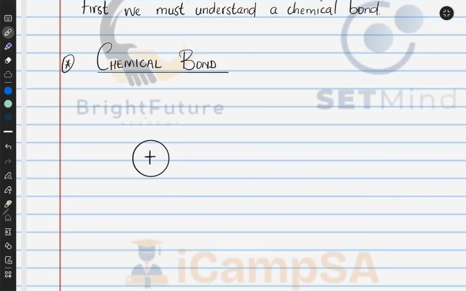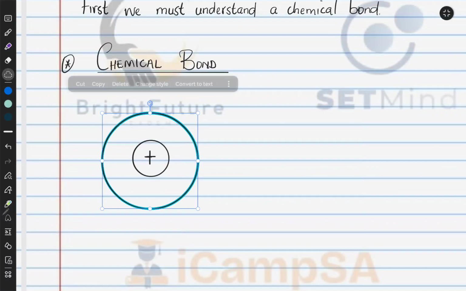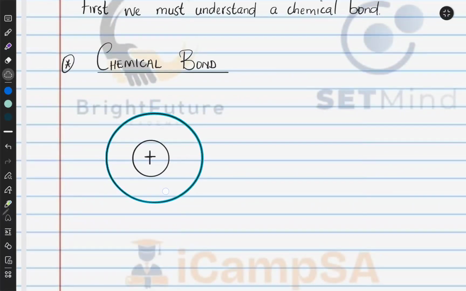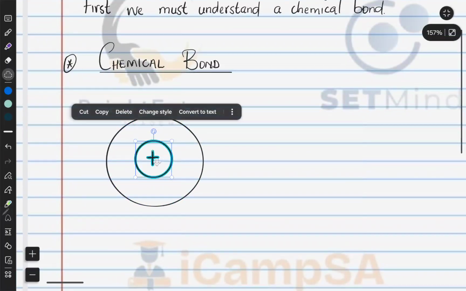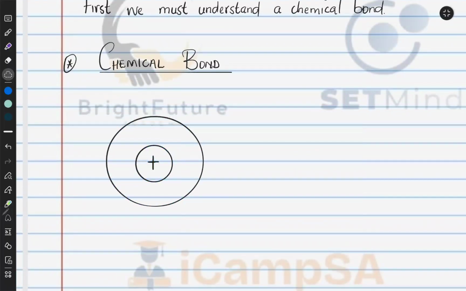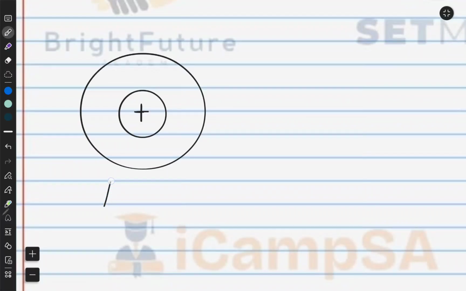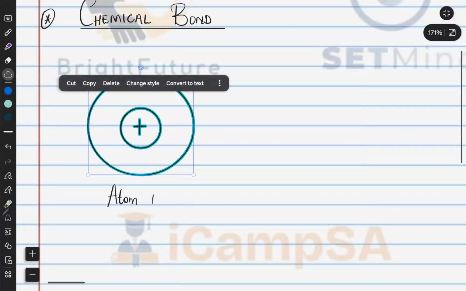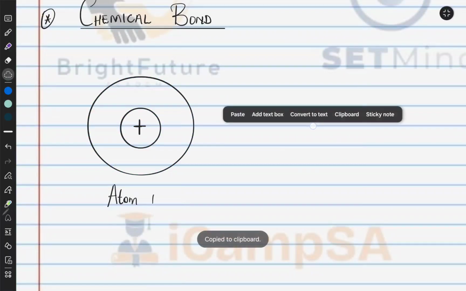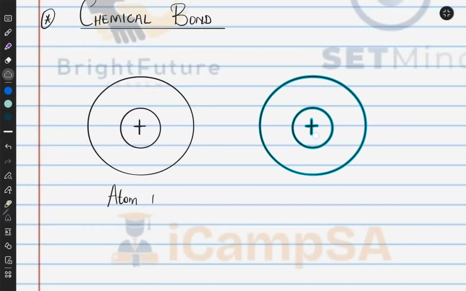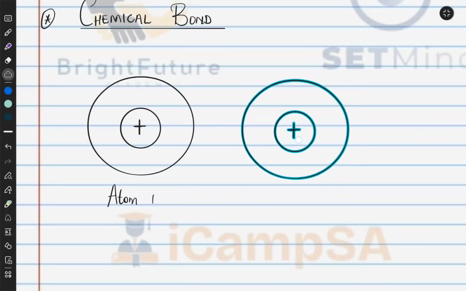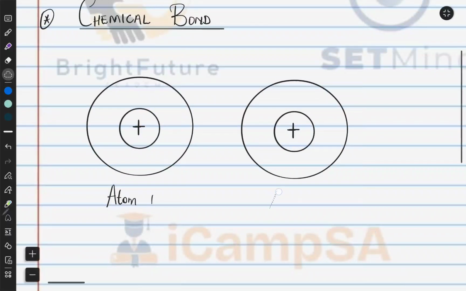Now, that's our nucleus, and this is our electron cloud, or the outside shell of the atom, where the electron cloud will be. So imagine this, that's our atom. Let's call it atom 1. Now let's say there's another atom here, atom 2. Let's put them close to one another. Okay, this is atom 2.